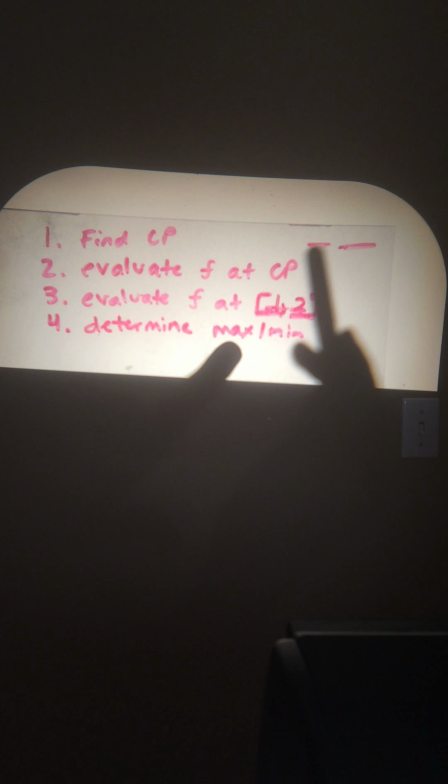In this case, let's say you had 2 critical points, and then these two endpoints, so you're going to have 4 y values. Out of those 4, the greatest number is going to be your max, and the least is going to be your min. Okay, let's do a problem with this.